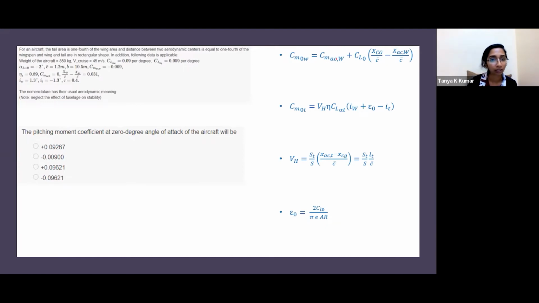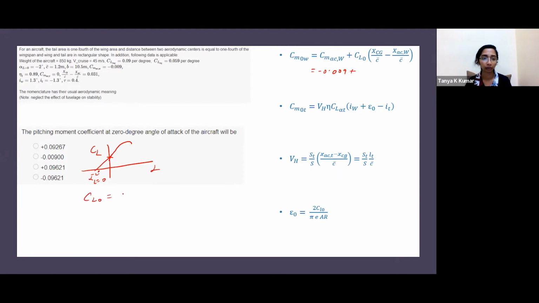CMACW is given to you, so that's minus 0.009 plus CL naught. CL naught is not given to you. How do you find out CL naught? They've given you the slope of the CL versus alpha graph, and they've given you alpha at L equal to 0, which is minus 2 degrees. So how do you find CL naught?